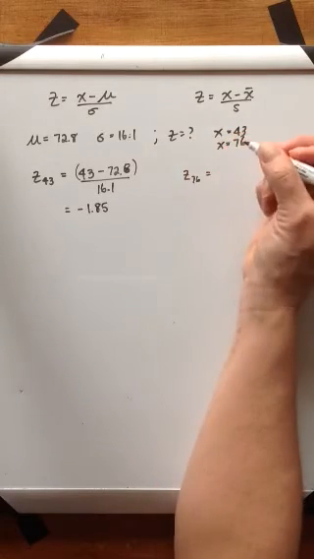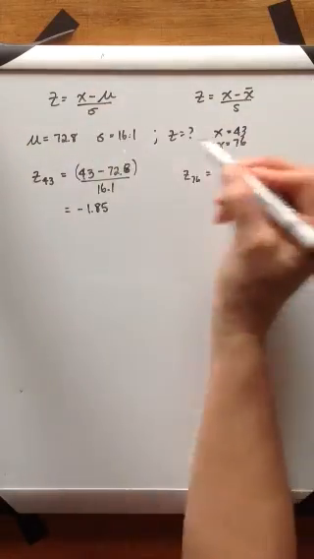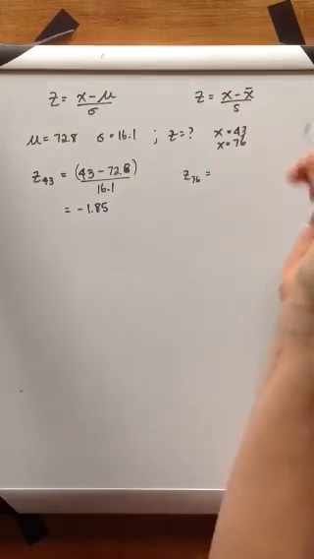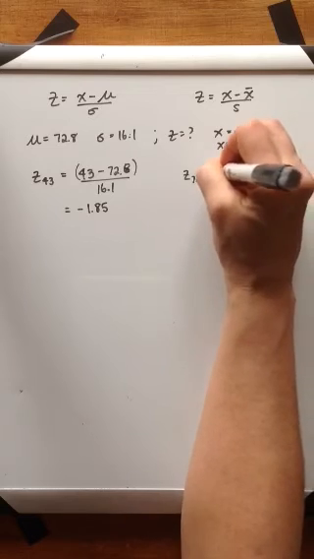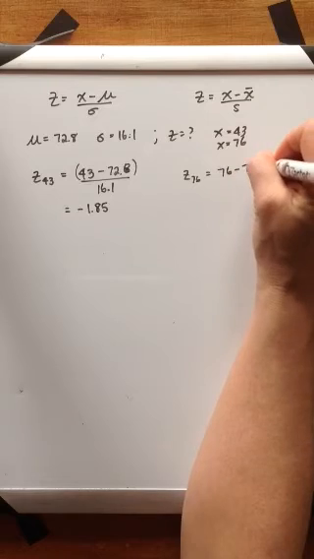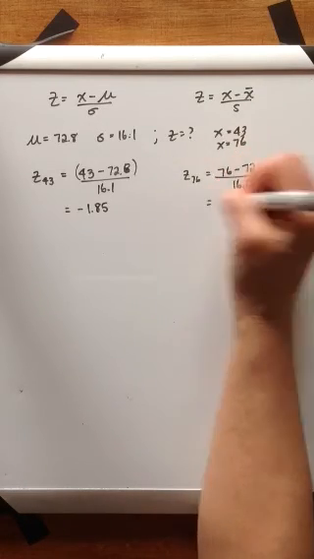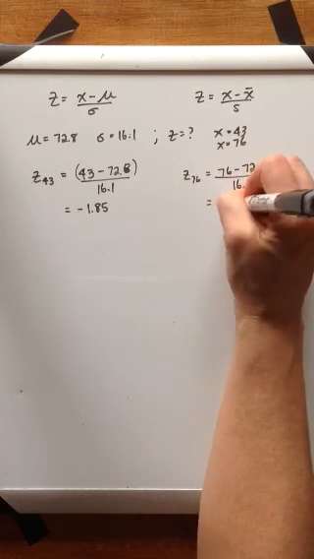Similarly, the z-score for a data point that has a value of 76 in this particular data set, where the mean has this value and the standard deviation has this value, again, straight subbing in. 76 minus 72.8 divided by 16.1 gives a z-score of 0.20.